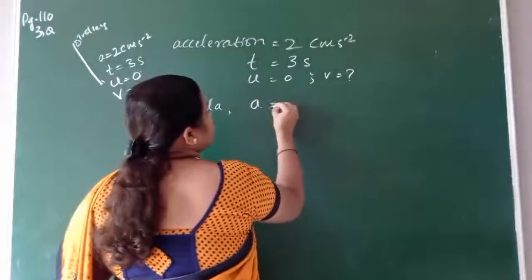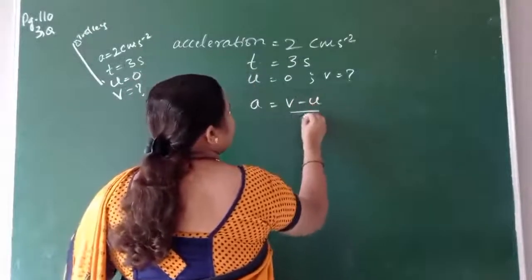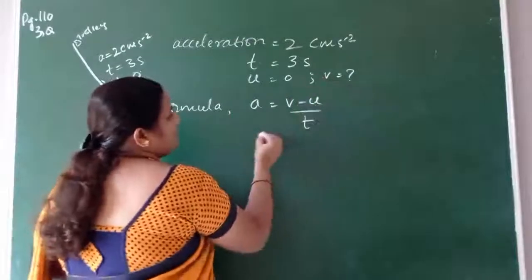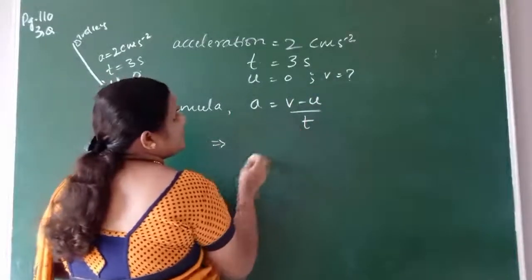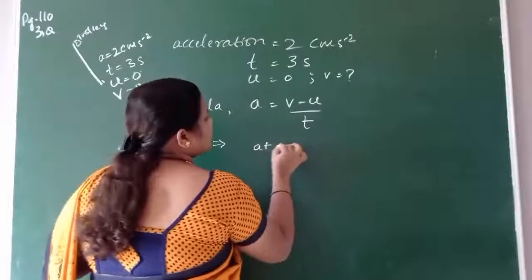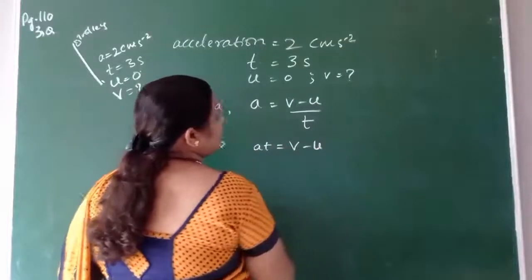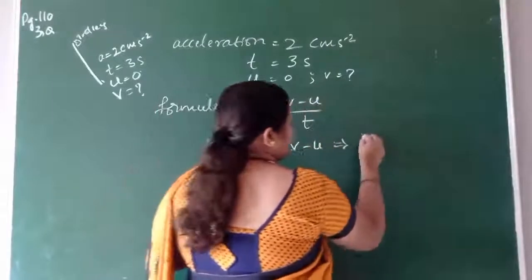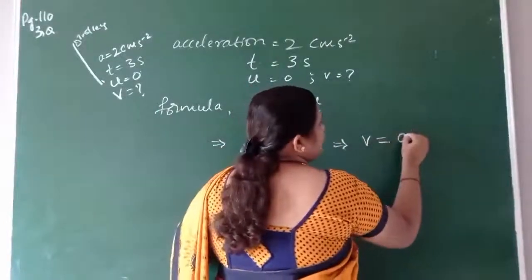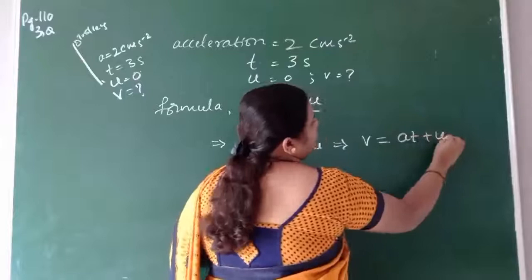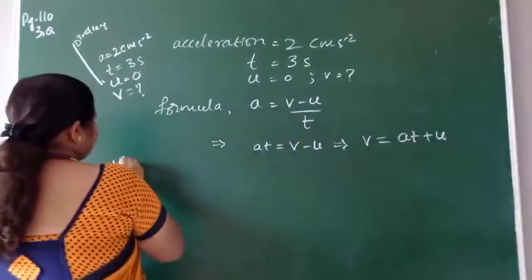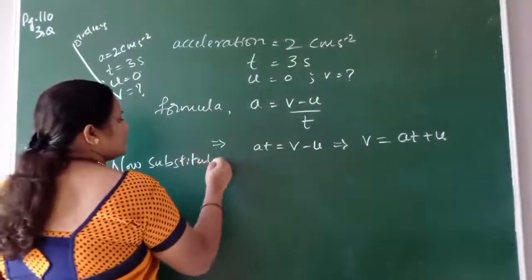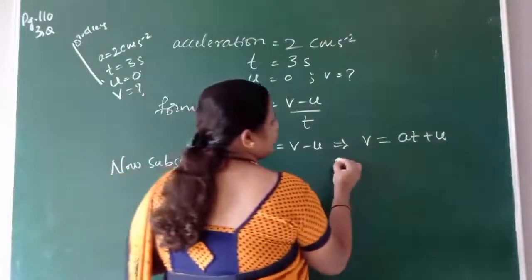A is equals to V minus U divided by T. Isn't it, children? So what we wanted here, this formula can be rewritten as AT is equals to V minus U, which can be written, in terms of V, as V is equals to AT plus U. Now substitute the values.